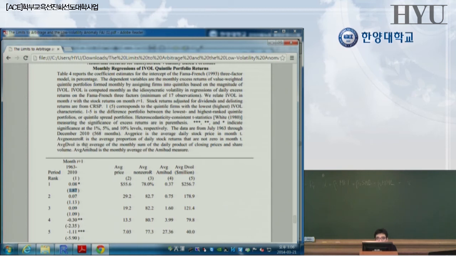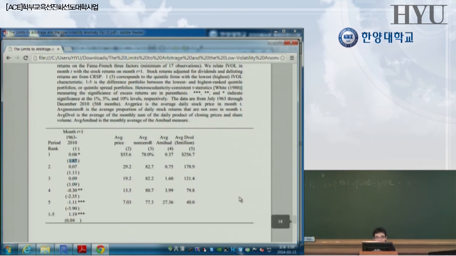Average DVOR is the average of the monthly sum of the daily products of closing price and share volume. Average Amihud is the monthly average of Amihud measures. Okay, so this one shows that. This is rank 1. Low volatility stocks, high volatility stocks.